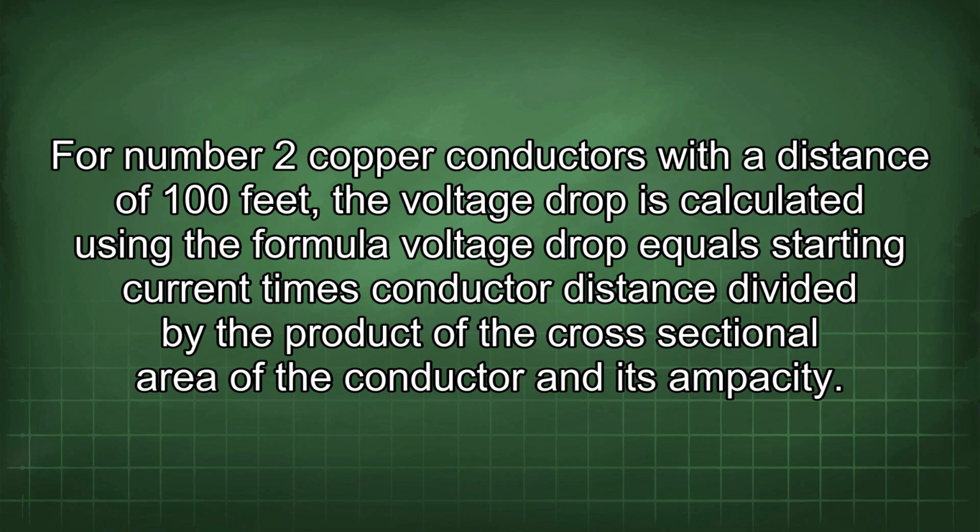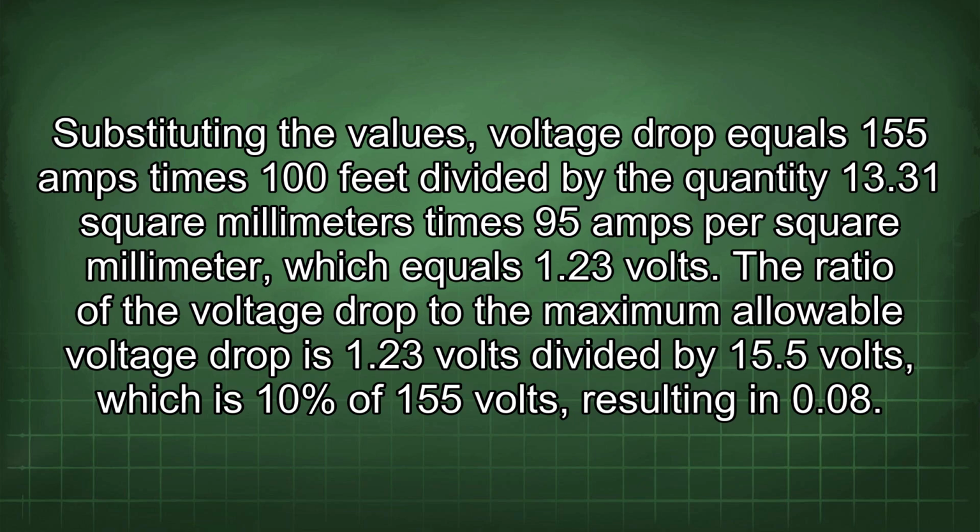the formula voltage drop equals starting current times conductor distance divided by the product of the cross-sectional area of the conductor and its ampacity. Substituting the values, voltage drop equals 155 amps times 100 feet divided by the quantity 13.31 square millimeters times 95 amps per square millimeter, which equals 1.23 volts.